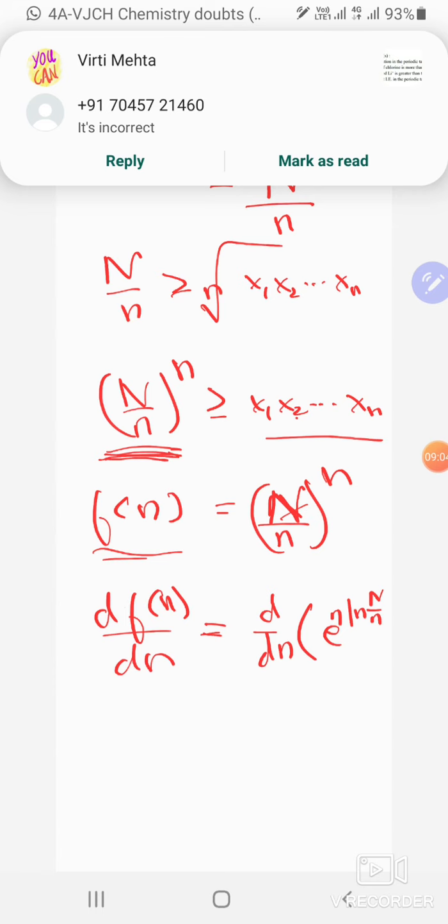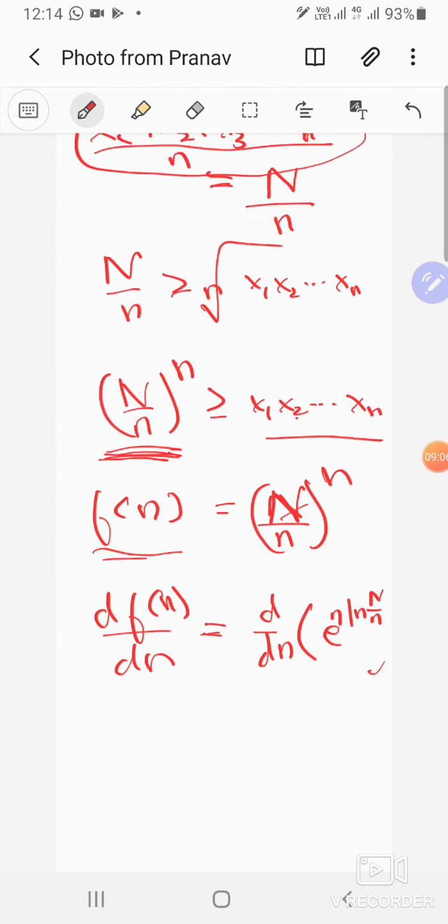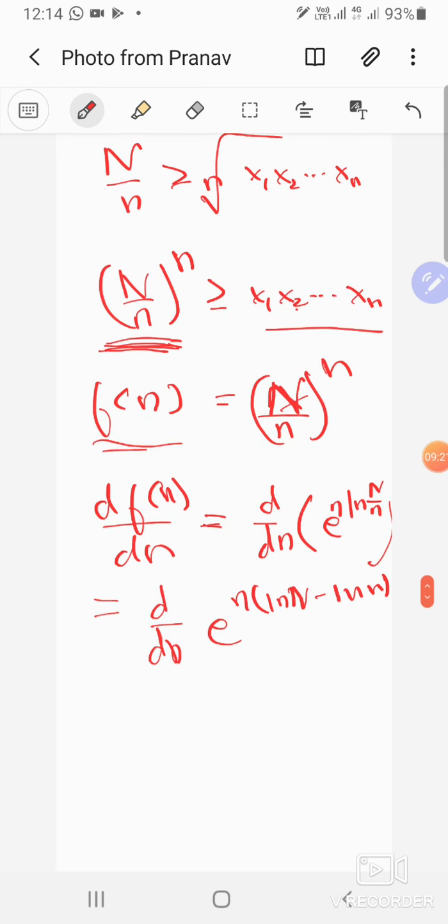Okay, that is nice. What can we do from that? This is the derivative of e to the n times natural log of capital N minus natural log of small n. Okay, which is, you got this exponential function, it repeats itself. So e to the n times natural log of capital N minus natural log of small n, but you got to multiply it with the derivative of this thing.